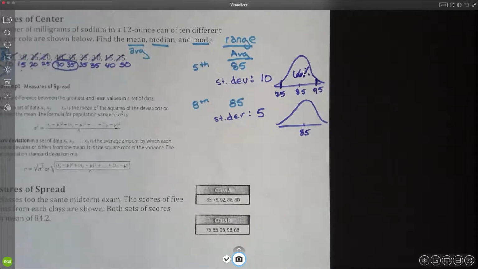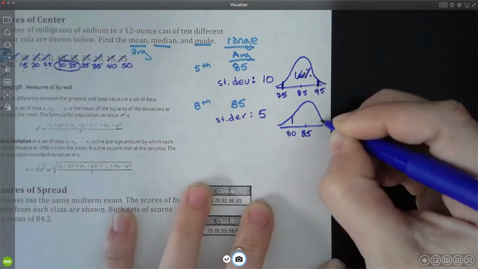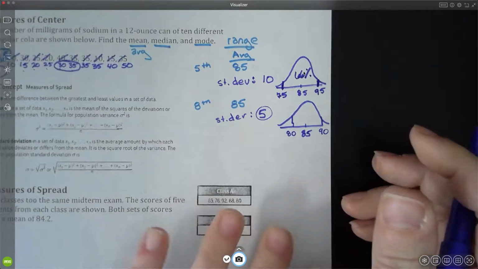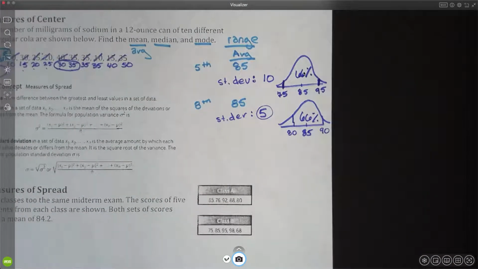That's not 100% because some people still have more than a 95, some people really bombed and are less than a 75, right? But 66% live within that range, okay? Now, the same thing goes for the 8th period class, except you guys are living between an 80 and a 90, right? Because your standard deviation is just 5, right? So 66% of all of you, the majority of you, are living between an 80 and a 90. Okay, which one do I as a teacher like better?